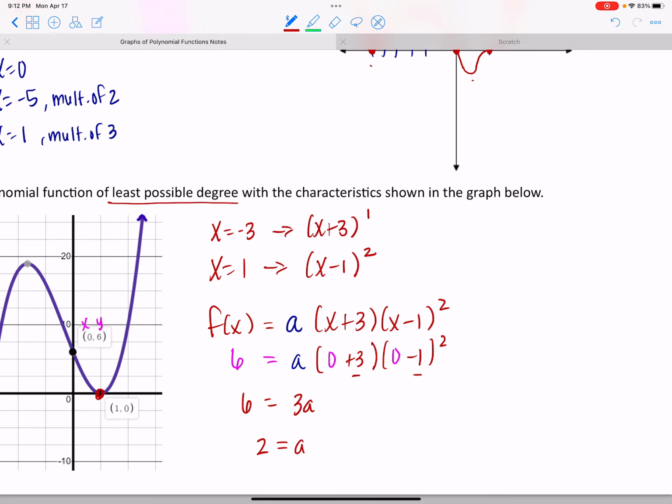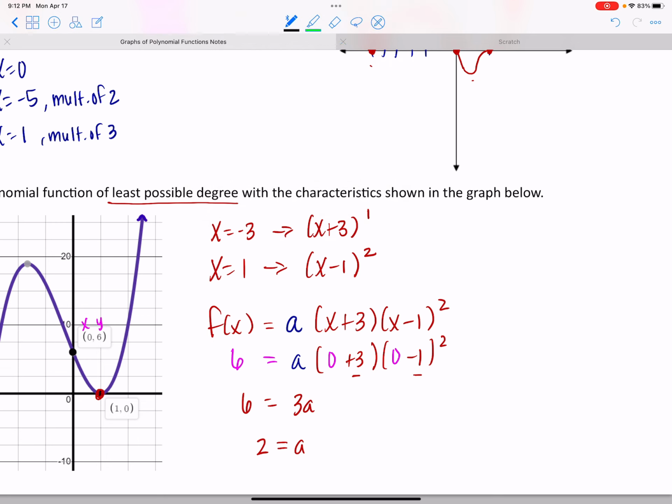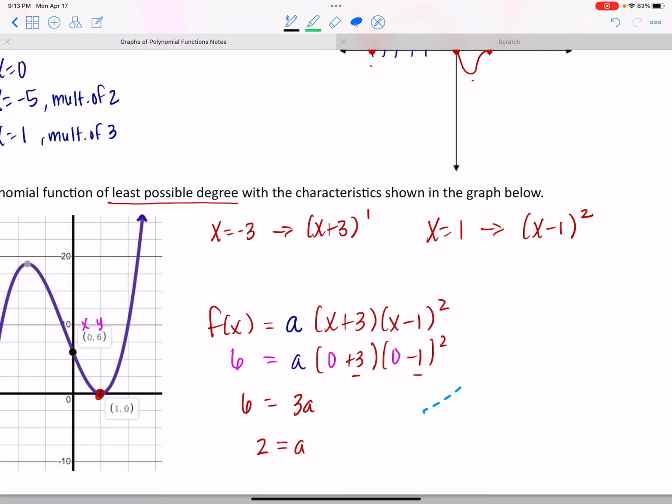So my function is actually going to be, let's see, can I fit all this here? Why is my pen not cooperating? Sorry, lost the word for a second.